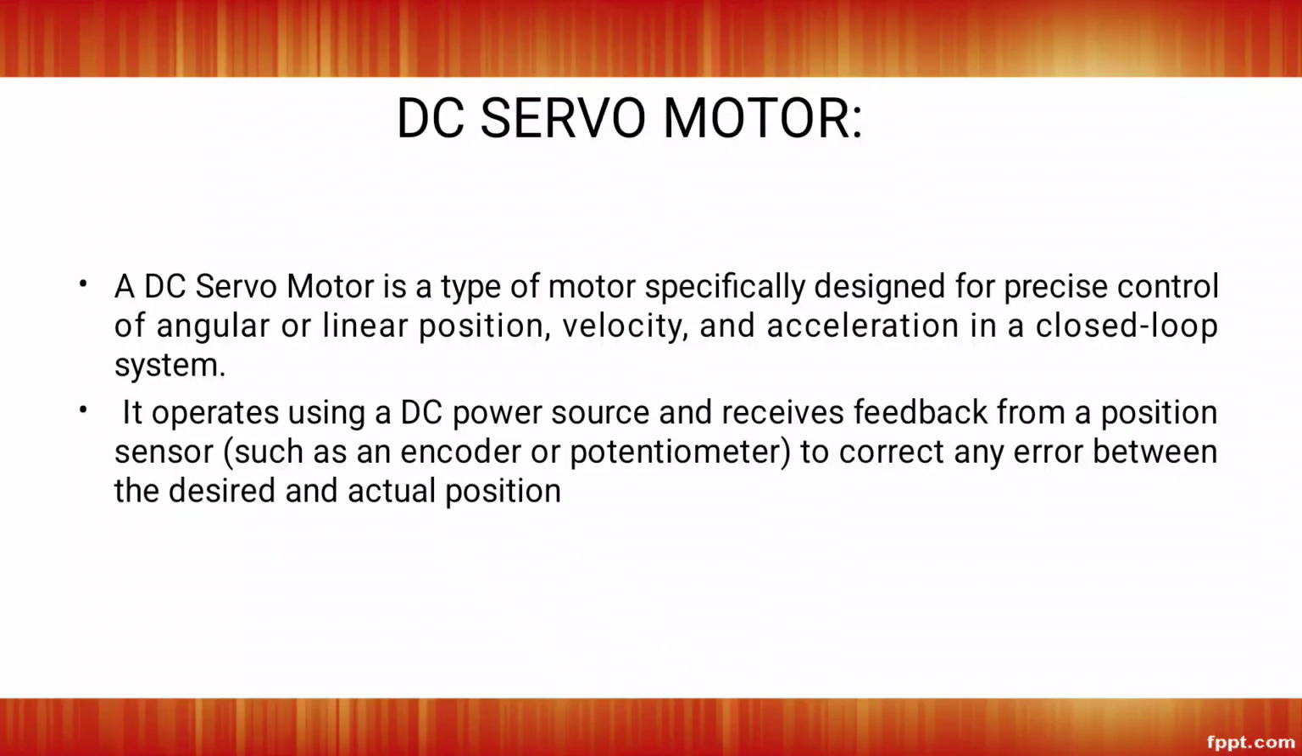First one is DC servo motor. It is a type of motor specifically designed for precise control of angular or linear position, velocity and acceleration in a closed loop system. Closed loop system means what? It is continuously working. It operates using a DC power source and receives feedback from a position sensor to correct any error between the desired and actual position.